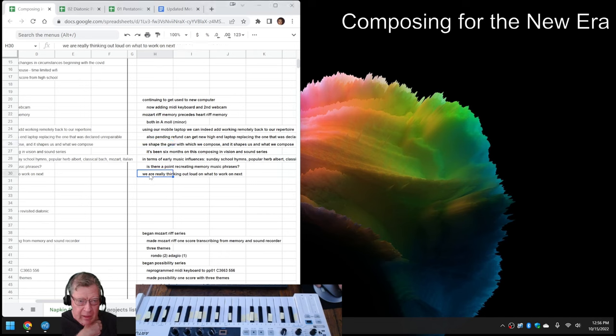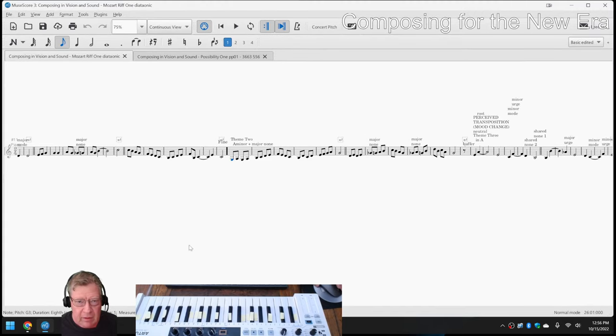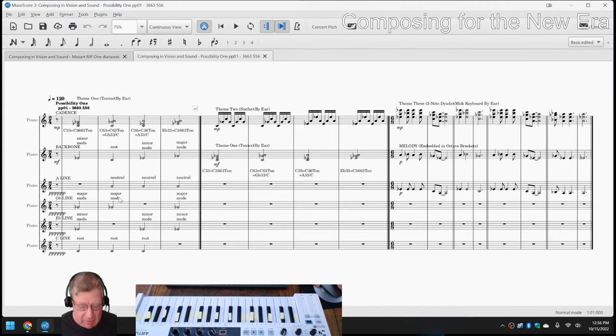And basically, we're thinking out loud on what to work on next, because this series has been going for about 6 months. So we did the Mozart riff series, and then we started a new one, using the pentatonic scale, and let's play that one for you. We're calling it the Possibility series, and it goes like this.